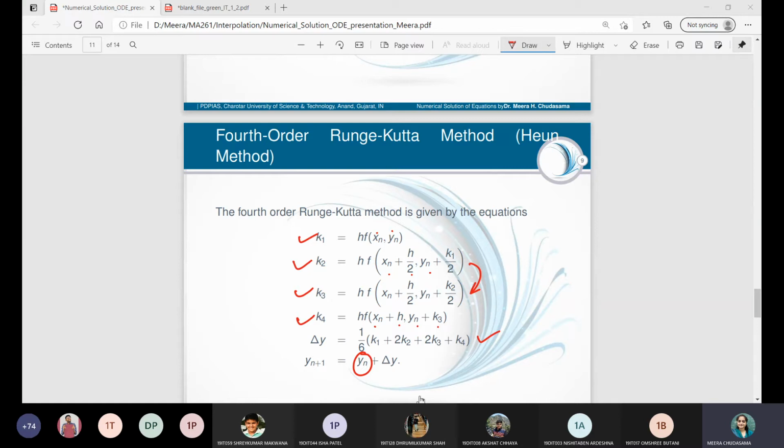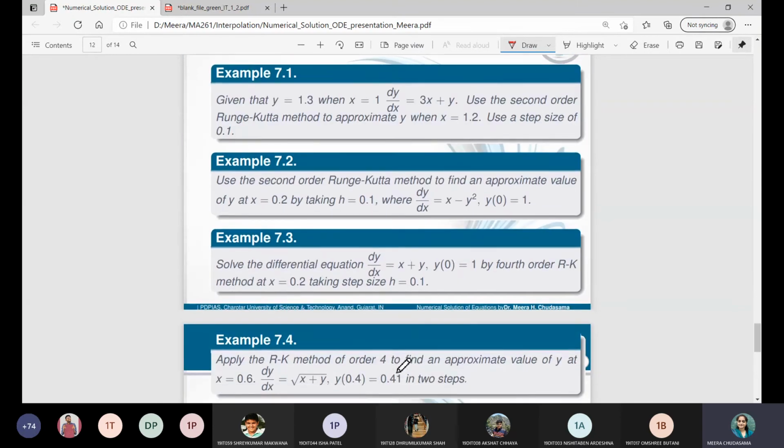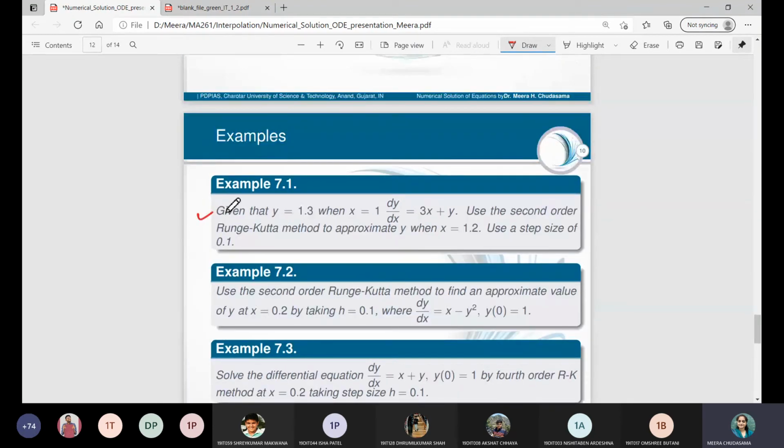Okay, so let me start with the example, so that your idea about these methods gets clear. So the example is here. We are given that y is equal to 1.3 when x is equal to 1. This is the initial condition we are given. So at x is equal to 1, the corresponding y value is 1.3. With this, dy by dx is given as 3x plus y. Use the second order Runge-Kutta method to approximate y when x is equal to 1.2. Use a step size of 0.1. So all the quantities together with h are given.